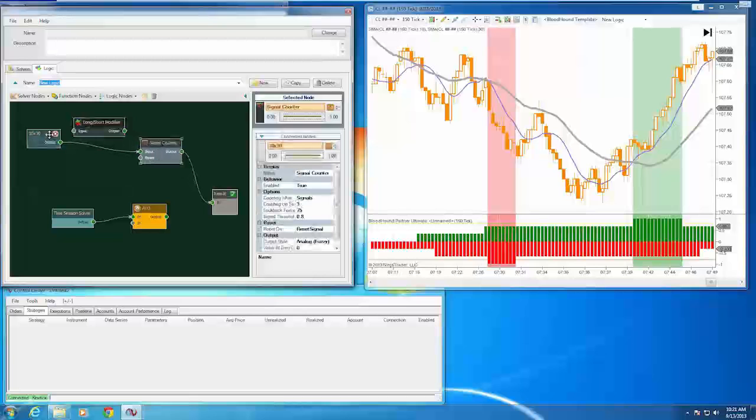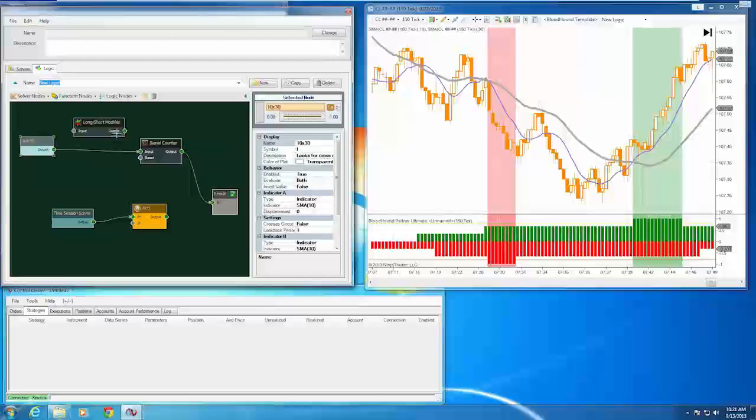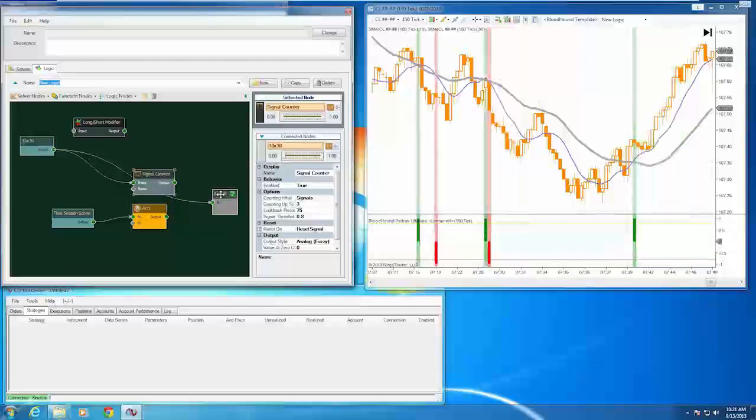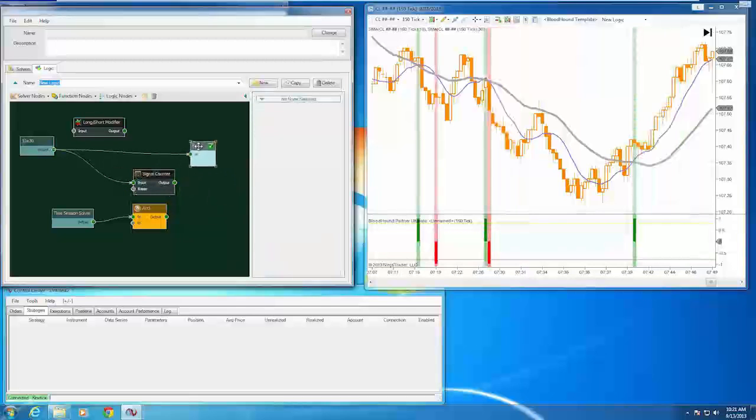Again, the objective here is to consider the long and short sides as one entity. So if I plug this crossover back in here, you'll notice we got a long signal, short signal, long signal, short signal.